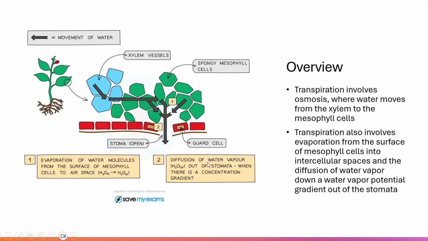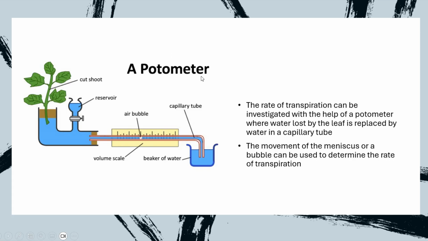Number two is diffusion of water vapor. Since there's a lower concentration of water vapor outside than inside, it's just going to move out through the stoma via osmosis effectively, or diffusion. You can argue.